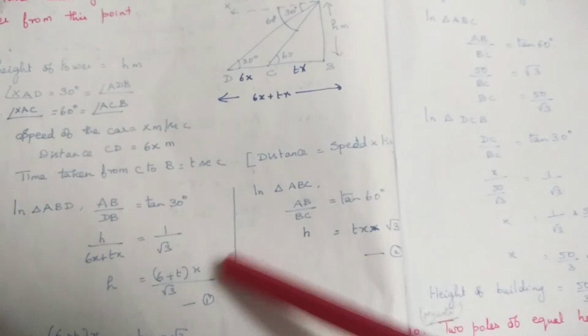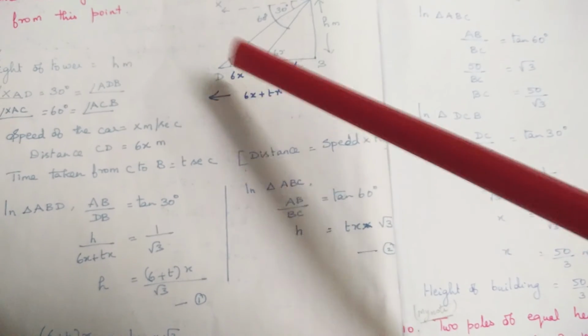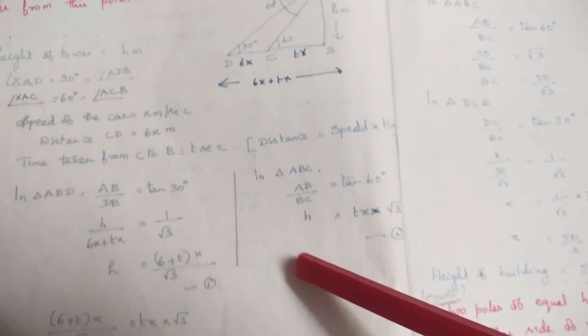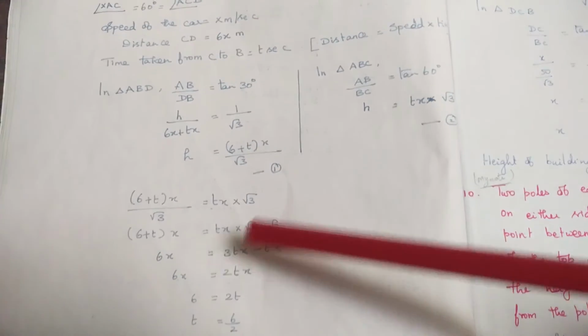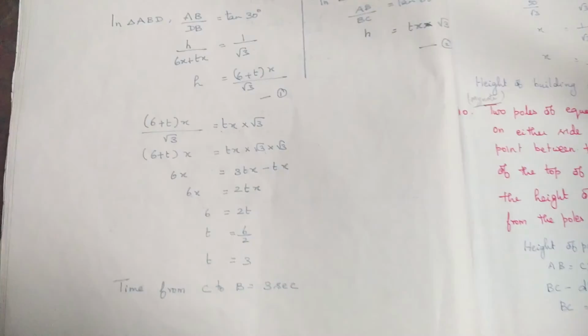Then in triangle ABC, tan 60 degree equals h by tx. Then you write h equals tx root 3, that is the second equation. So the first and second equations you solve, and you will get t equal to 3. That is the time from C to B, 3 seconds.